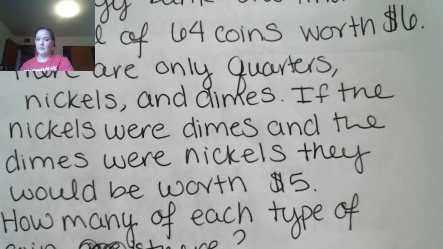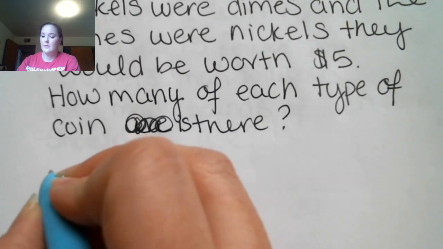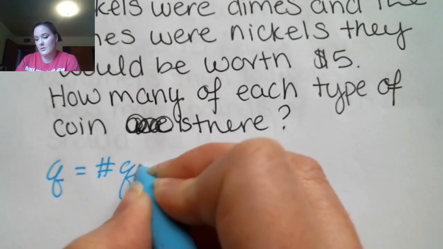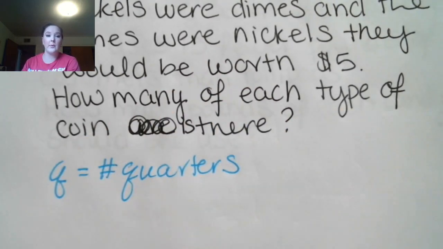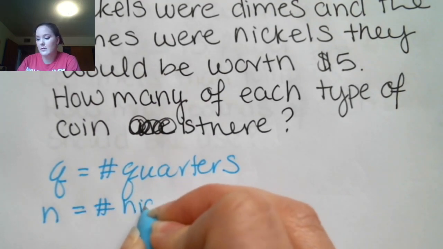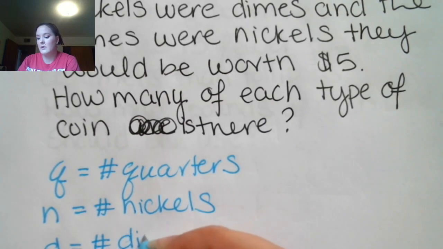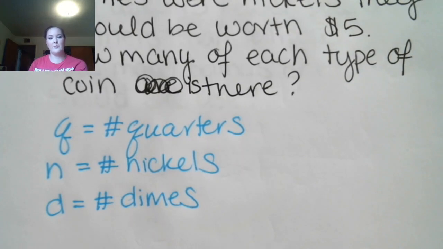We are going to, first of all, write down what variables we're going to use. I'm just going to use Q for the number of quarters. It says how many of each type of coin, so we know that we're asked about those 3 types of coins. So N is going to be the number of nickels, and D is going to be the number of dimes. You're welcome to use X, Y, and Z if you prefer, but this seems really natural given the problem.